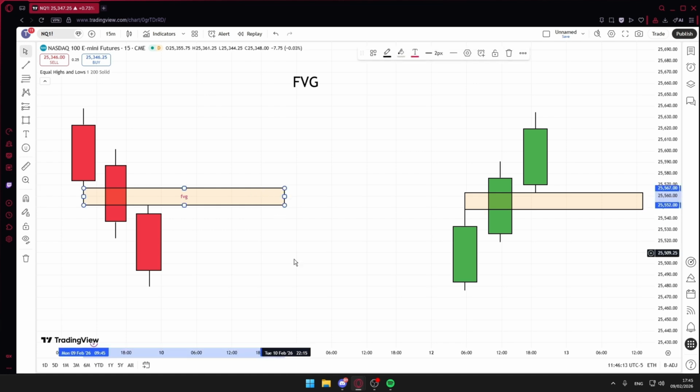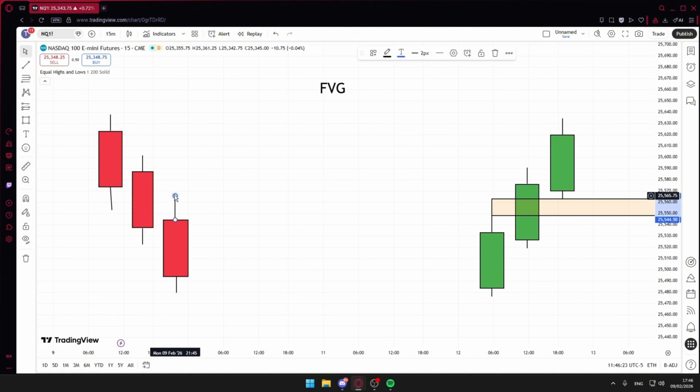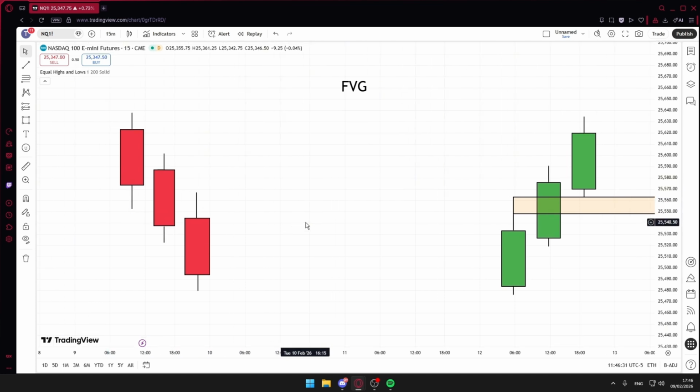But there's a thing. If you find that both wicks are like this, for example, as you can see, there's no gap. And if there's no gap, that means there's no fair value gap. So it's not always that you're going to find a fair value gap. Sometimes you will find it, sometimes you will not. And pretty much that's it for the explanation.